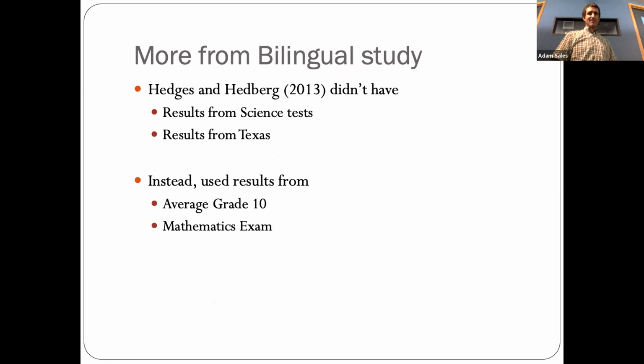But actually it was a little bit more complicated. I was interested in science tests, and they didn't list anything for science tests. They only listed math and reading. And I was interested in results from Texas, because that's where the study was going to take place, but they didn't have Texas on there. They had it by state, but they didn't have Texas. So I looked at the average over the states that they did look at, for grade 10, and I looked at a math test, and not science.